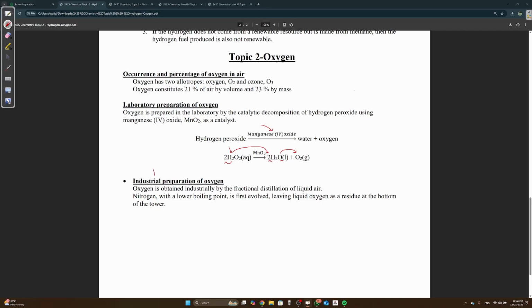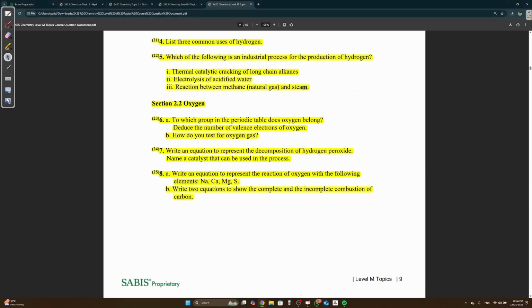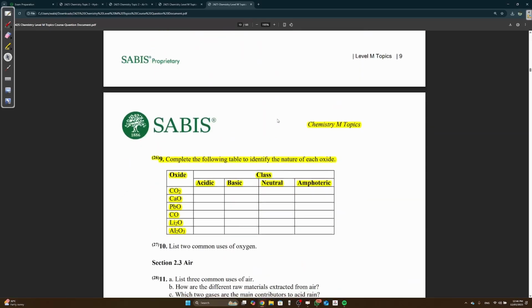What is the industrial preparation? The industrial preparation is the fractional distillation of liquid air. Nitrogen, with a low boiling point, is first evolved, leaving liquid oxygen as a residue at the bottom of the tower. You should know this. It comes as multiple choice and it came in the CA command. Please don't forget.